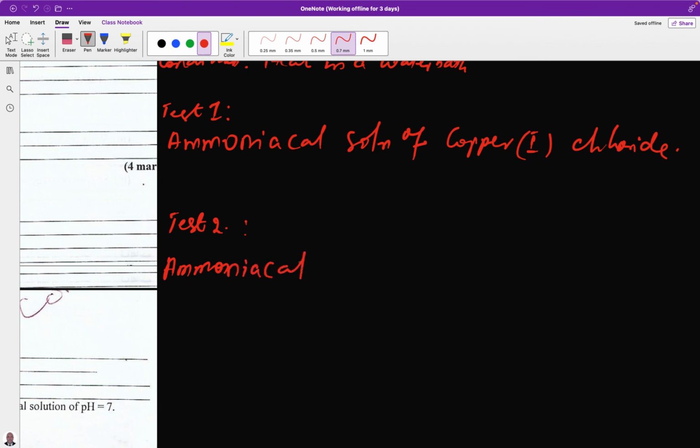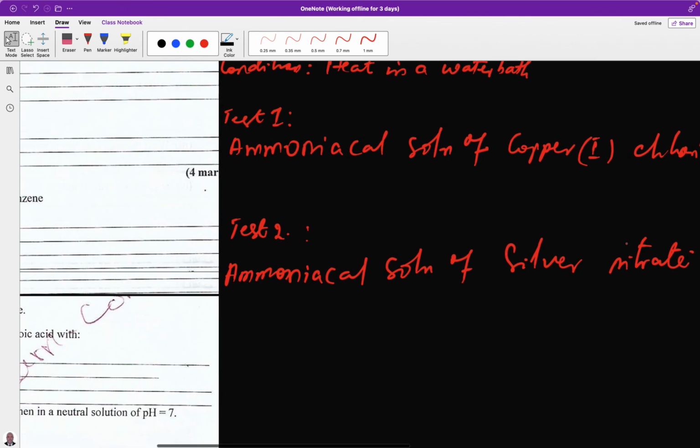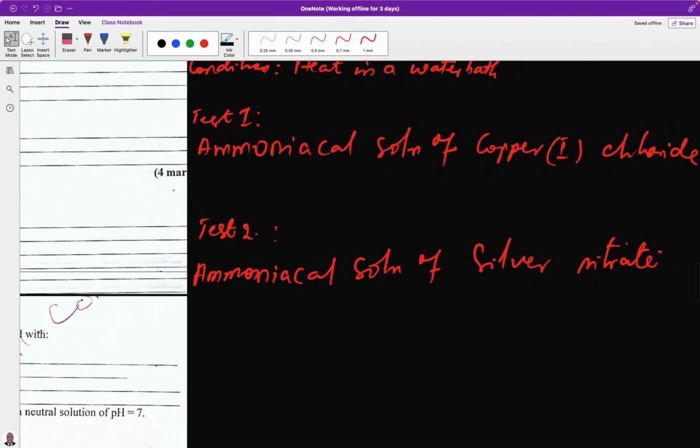Ammoniacal solution of silver nitrate. You can use any of these to differentiate between ethene and ethyne. You can use the first one, ammoniacal solution of copper 1 chloride. How can you use this one? That's test 1. Here you can say with ammoniacal solution of copper 1 chloride, ethyne forms a red precipitate.